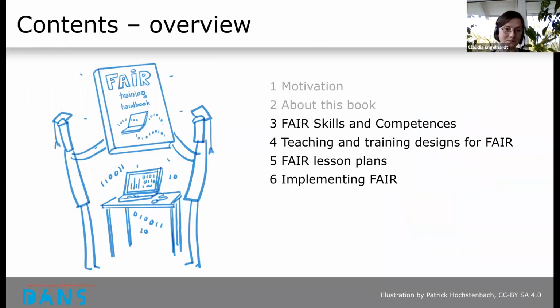Next slide, please. So this is a brief overview of the content. There are 6 main chapters. The first one, motivation, and about this book, are grayed out a bit because they are not really the fleshy parts. These are chapters 3, 4, 5, and 6. So we have one chapter that deals with the competences and the skills that are actually necessary to implement FAIR. Then we have a chapter on teaching and training designs for FAIR. We have a chapter with 16 lesson plans. And finally, there's one on implementing FAIR on the institutional level. Next slide, please.